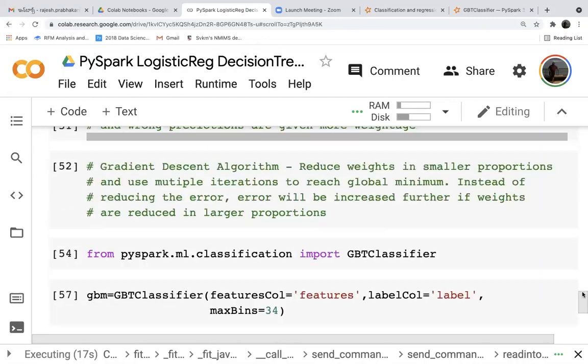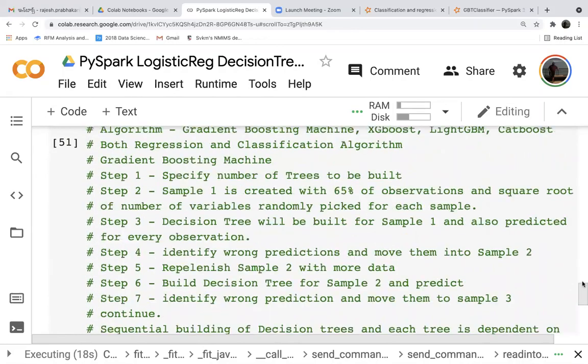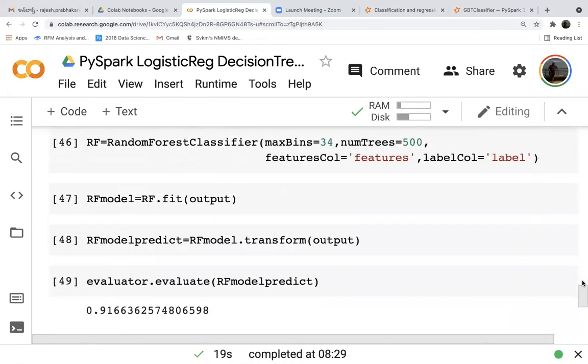All of you guys are comfortable with Excel? Yes, sir.